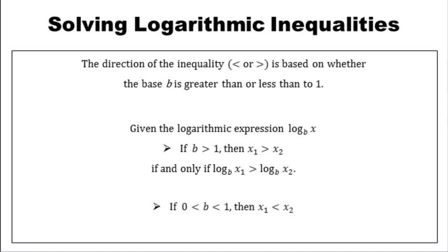If 0 is less than b is less than 1, then x sub 1 is less than x sub 2, if and only if logarithm base b of x sub 1 is greater than logarithm base b of x sub 2. So, what this is saying is, when our base is greater than 1, we retain the inequality sign.